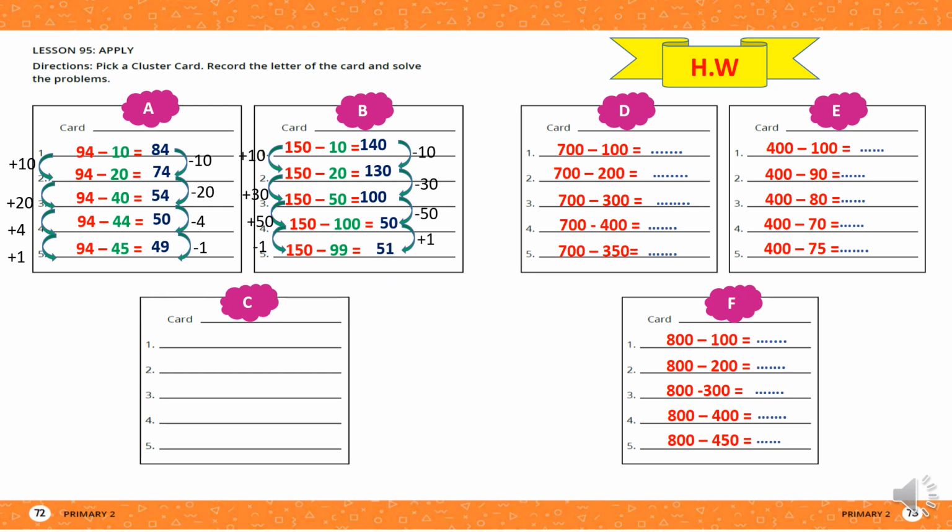So the conclusion here: if I added a number to the first side, I must subtract the same number from the second side, and vice versa. Why? To keep the equations balanced.